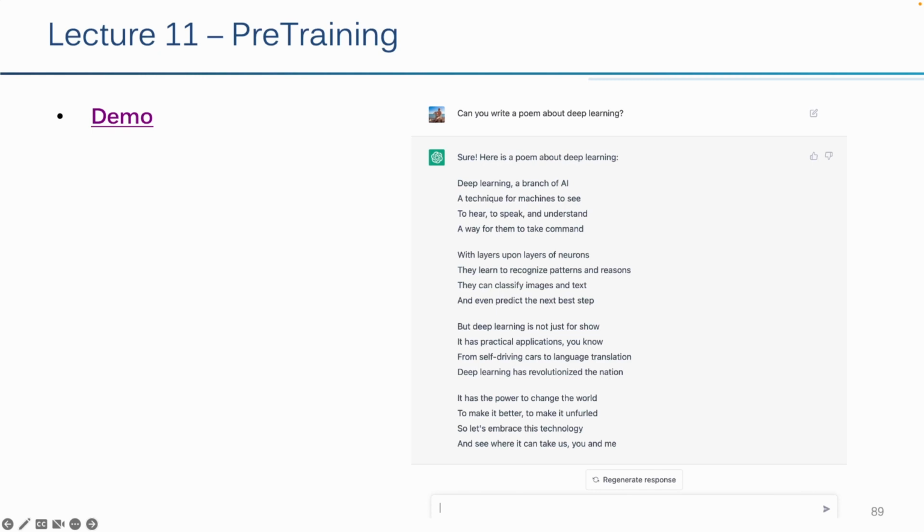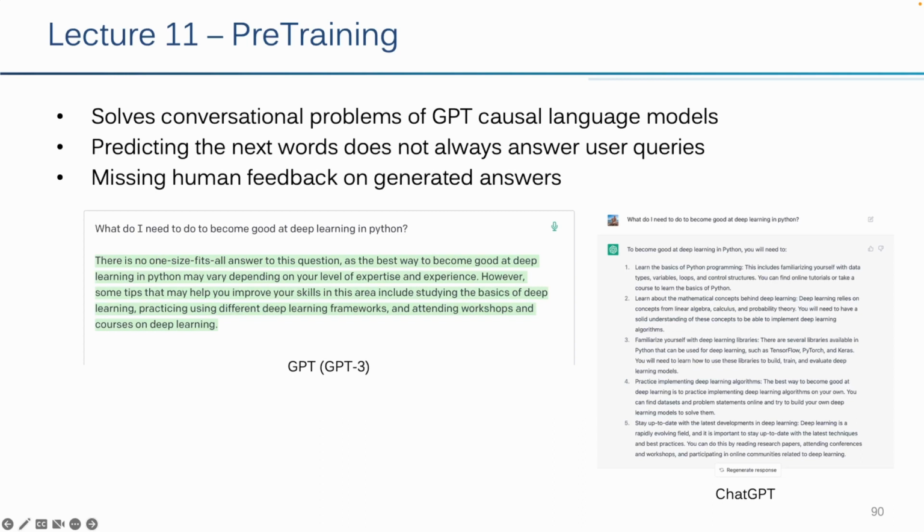And since they don't want to pre-train the model all the time, which is very expensive, it only has knowledge up to a certain degree. So if you ask it about recent events, it probably won't be able to answer. Okay, so it solves conversational problems of GPT.